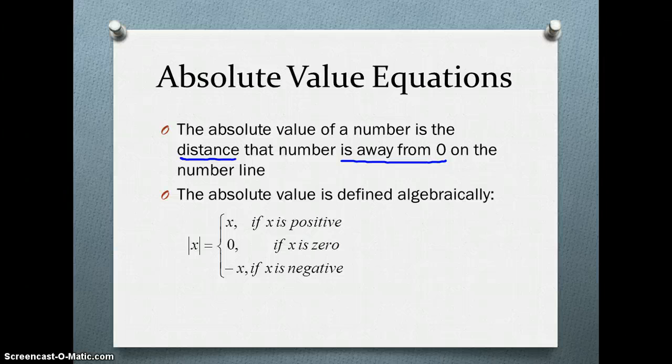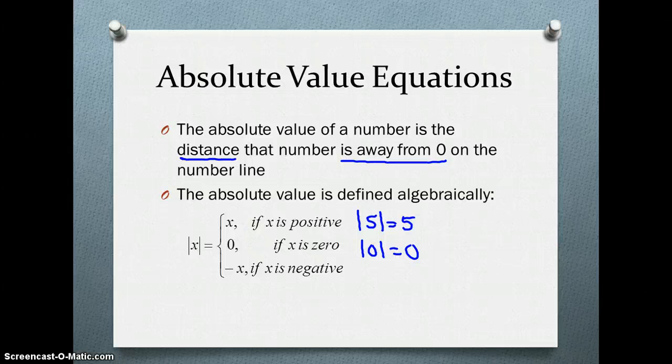Okay, from that definition, we get this. The absolute value of x is equal to x if it's positive. For example, if we took the absolute value of 5, that's equal to 5, 100% of the time. Okay, absolute value of 0 is always 0. That's what the middle of this means.